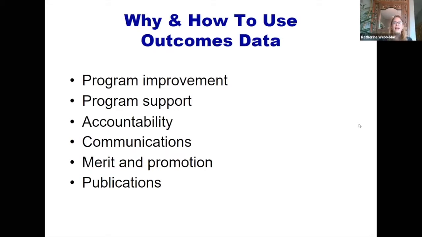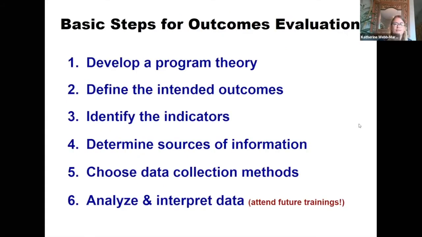So why and how to use outcomes data? As I mentioned, we really use it to better serve our clientele. When you measure outcomes, it can help garner support from other partners, agencies, community organizations, whoever you're partnering with. Obviously, we need it for accountability purposes. You can use it for your communications if you do newsletters or for advocacy. Definitely want to put it in your merit and promotion, and you can use it for publications.